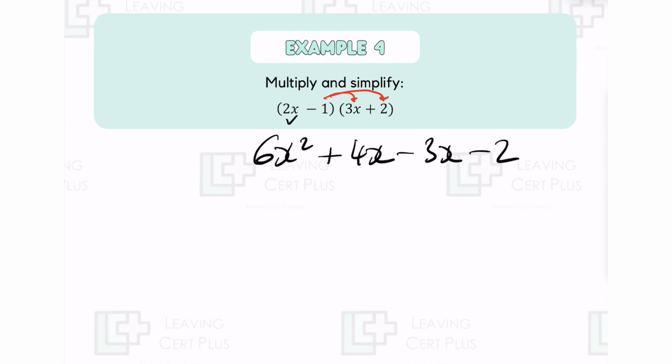Once we have that done, again, we will go and highlight the like terms. So this is 4 take away 3 in the middle, and that will leave you with a final answer of 6x squared plus x, and minus 2. And that is our solution.